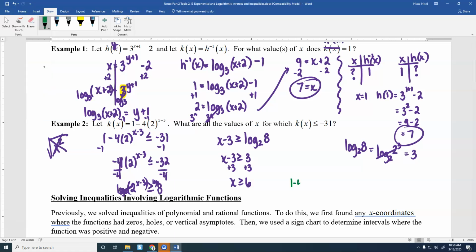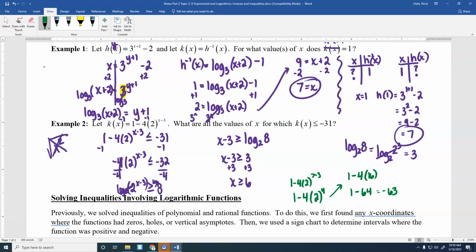If I do 1 minus 4 times 2 to the 7 minus 3, I get 1 minus 4 times 2 to the 4th. You got to do your exponents first before you multiply. So it's 1 minus 4 times 16. And that's 1 minus, so that'll be 40 and 24, 64, which is negative 63. That's definitely less than negative 31.